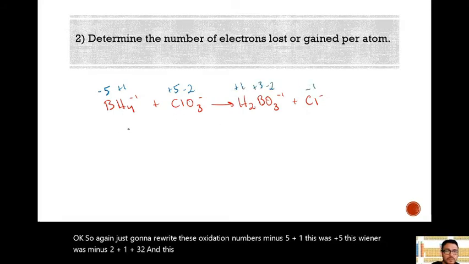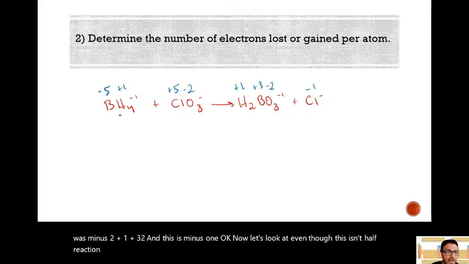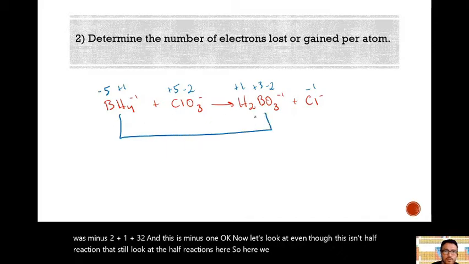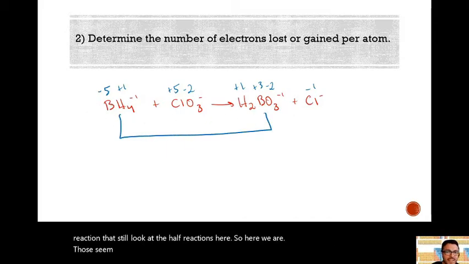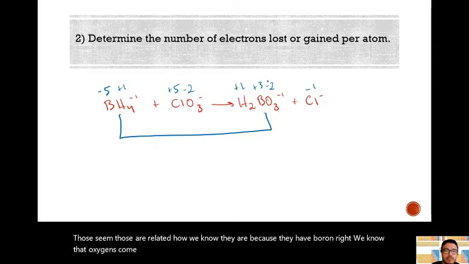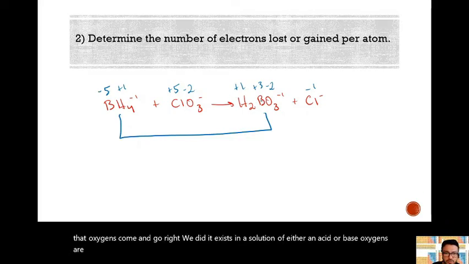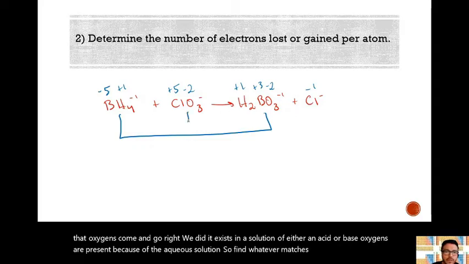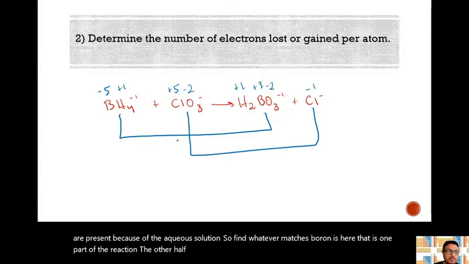Okay, even though this is not the half reaction method, let's still look at the half reactions here. So here we are. Those are related. How do we know they are? Because they have boron. We know that oxygens come and go, because the reaction exists in a solution of either an acid or a base, so oxygens are present because of that aqueous solution. So find whatever matches. Boron is here, that is one part of the reaction, and the other half is among these two entities there.